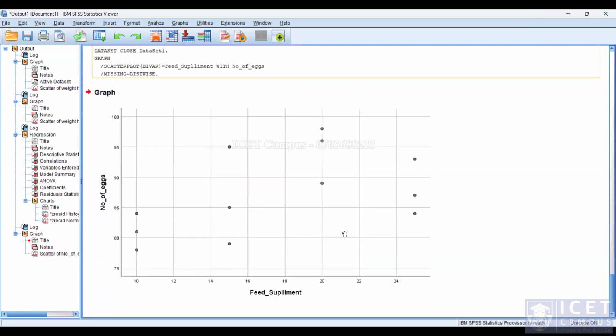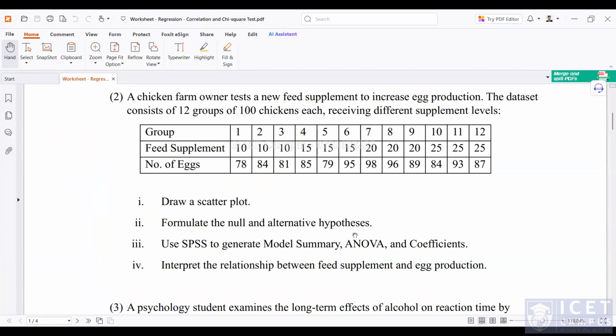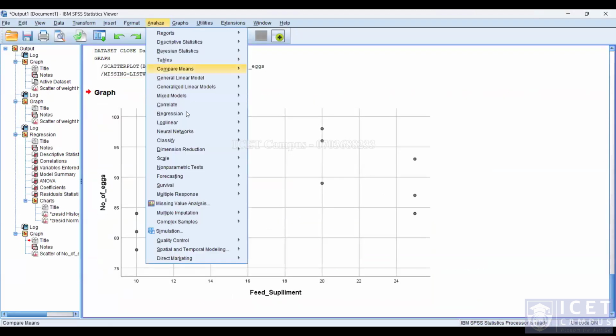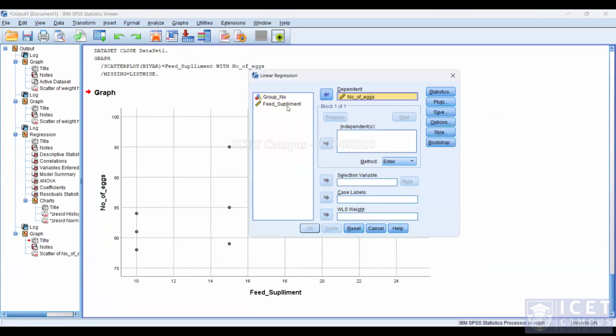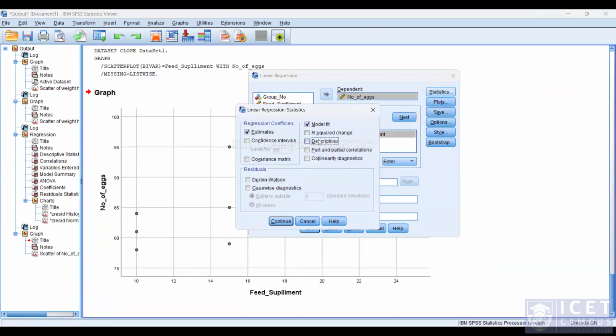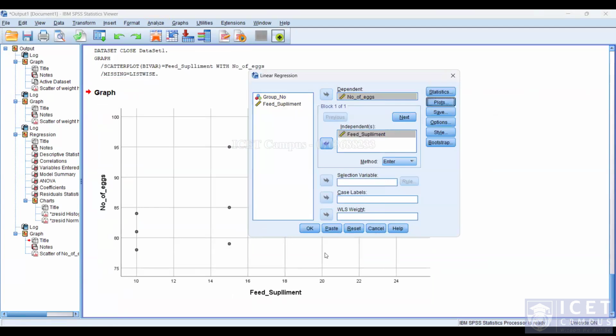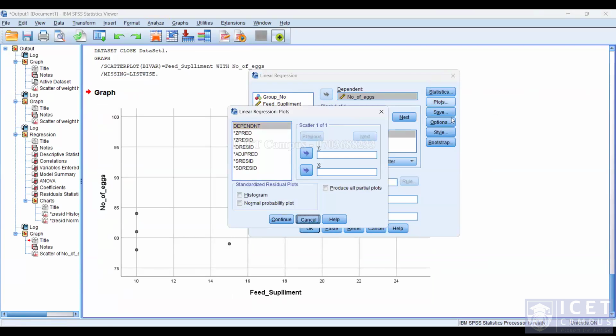Then the null hypothesis and alternative hypothesis, right? We use SPSS to generate the model summary and ANOVA. We go to Analyze, Regression, Linear. Number of eggs is dependent, feed supplement is independent. We can take descriptive statistics, and plots are not needed.